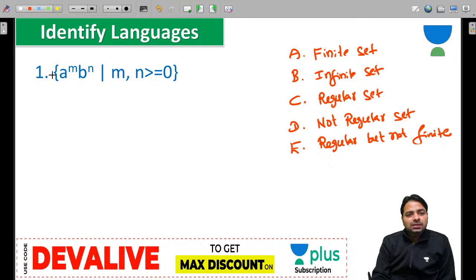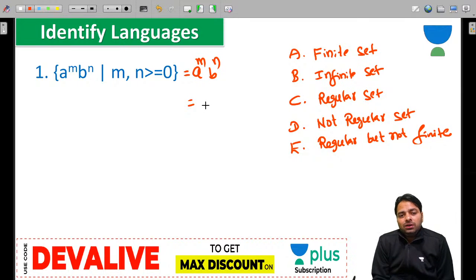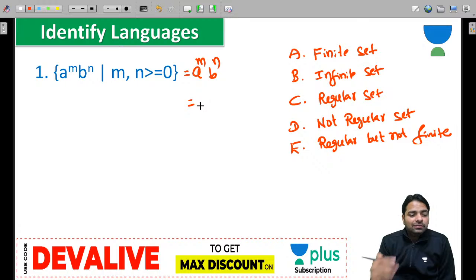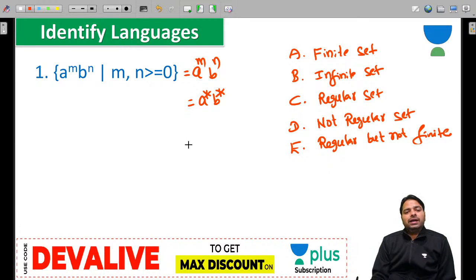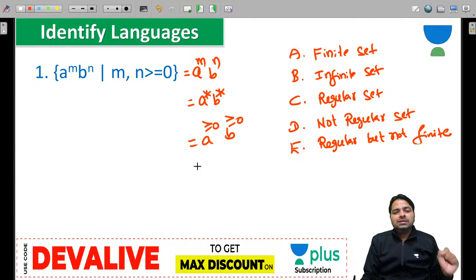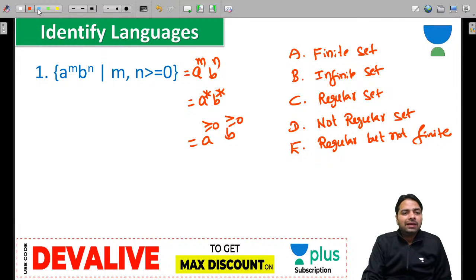Okay, guys, do you have a dependency? This is equal to what? Any, right? You can just write a power m, b power n. Very simple. You don't need to say m and n are greater than or equal to 0, because by default m and n, if you keep -1, -2, you don't have any meaning. So you should start with 0. So it is a star, b star only, right? It's just like a power anything, b power anything. Is it an infinite language?